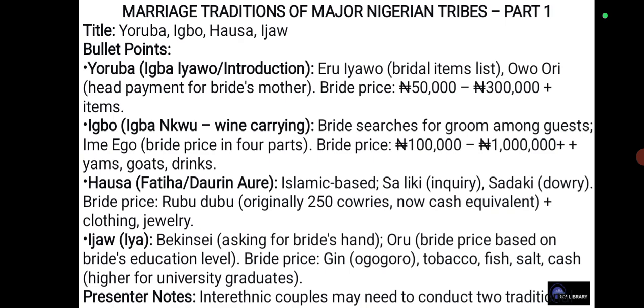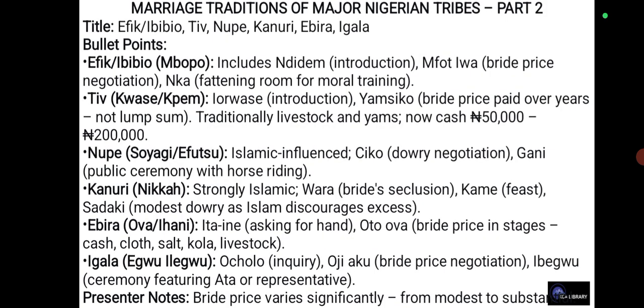So inter-ethnic couples may need to involve two traditional rulers, one from each couple's end. That is very important. Then for Efik, it includes indidem, that is introduction, bride price negotiation, and the fattening room for moral training. While for the Tiv, first you do what we call introduction, then bride price is paid over years. Traditionally livestock and yams, but now they use cash.